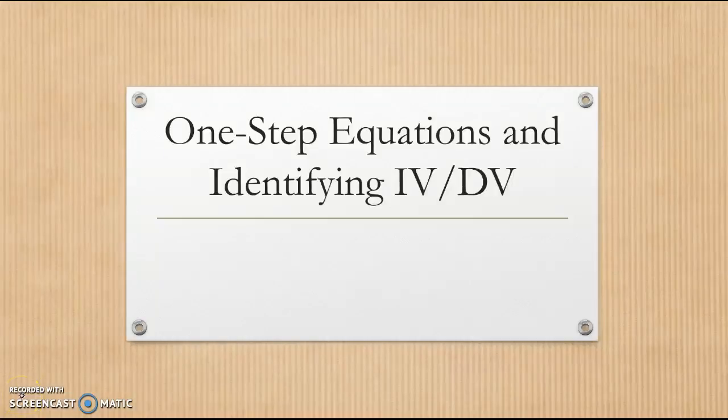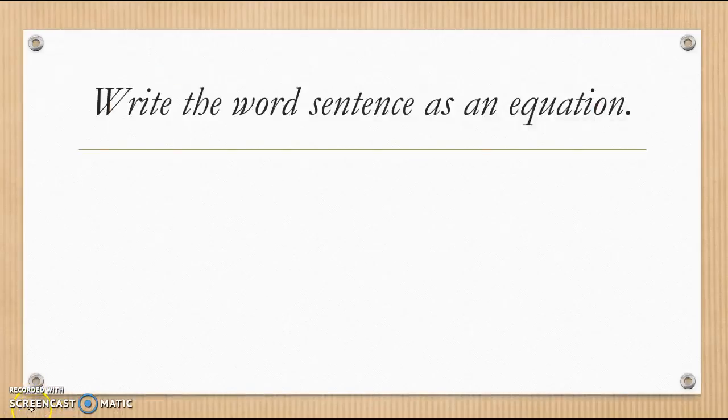Okay, this video is going to cover one-step equations, both writing them from a word sentence as well as solving them, and then also identifying independent variables and dependent variables. So let's go ahead and get started. The first thing that we are going to start with is writing word sentences as equations.